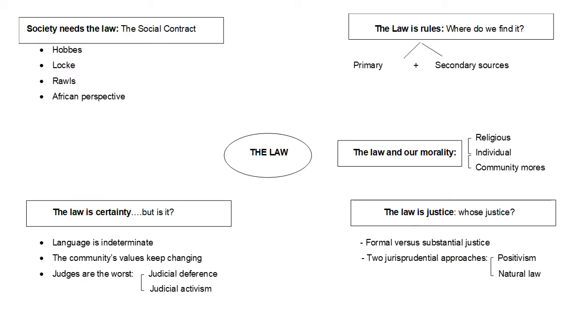In Unit 1, we attempt to answer the question, what is the law? We will investigate the social contract as a possible explanation why society is willing to accept the law with its limitations and regulations on their freedom. We will investigate the sources of law, and we will make a distinction between sources of law and religious, individual, and community rules. We will ask whether the law can always provide us with legal certainty. And we will make a connection between the law and justice.